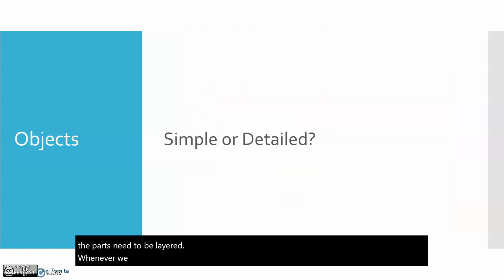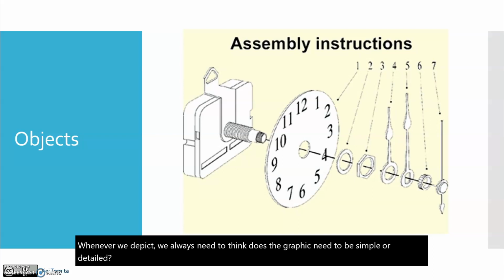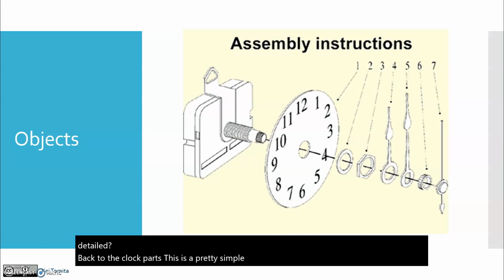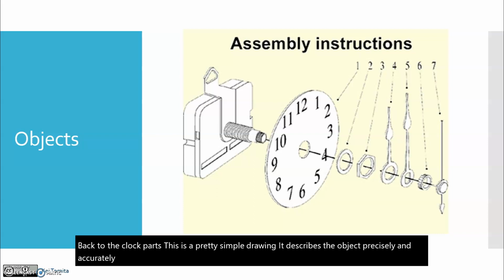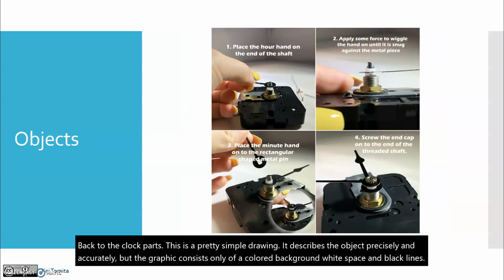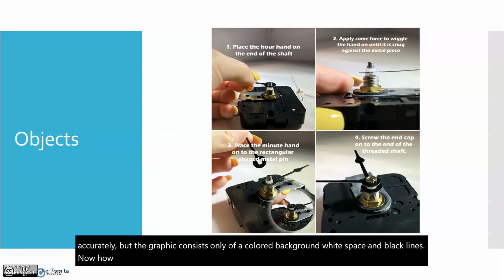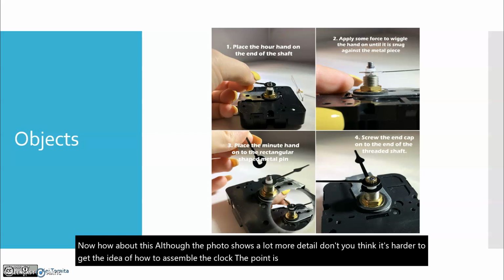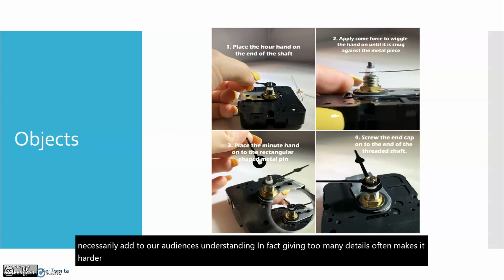Whenever we depict objects, we always need to think, does the graphic need to be simple or detailed? Back to the clock parts. This is a pretty simple drawing. It describes the object precisely and accurately, but the graphic consists only of a colored background, white space, and black lines. Now, how about this? Although the photo shows a lot more detail, don't you think it's harder to get the idea of how to assemble the clock? The point is this: just giving more details does not necessarily add to our audience's understanding. In fact, giving too many details often makes it harder to understand the information.